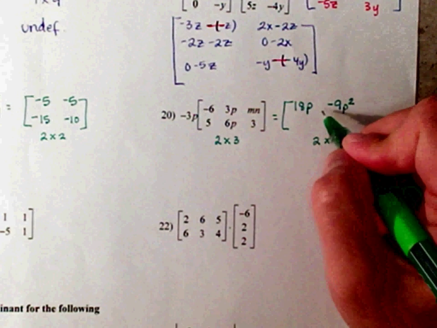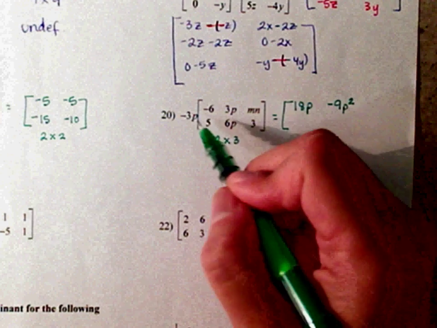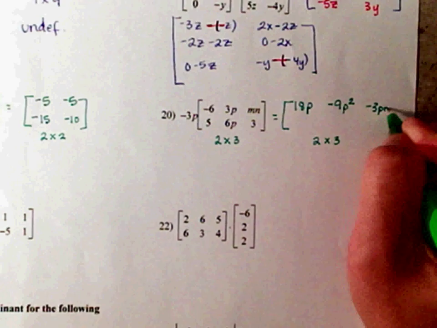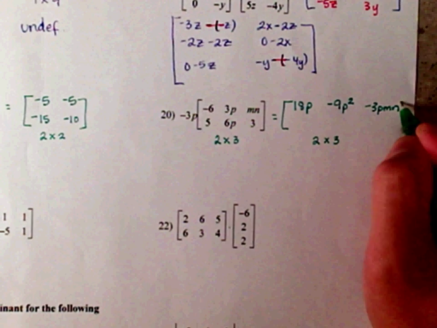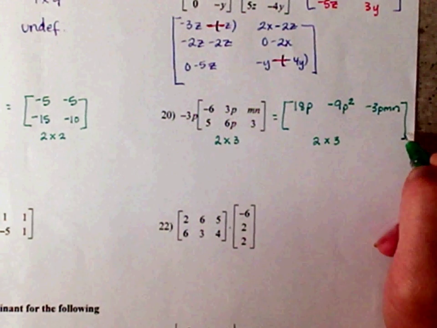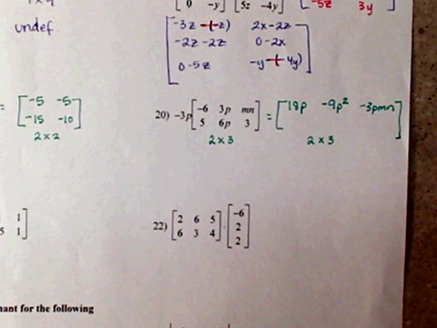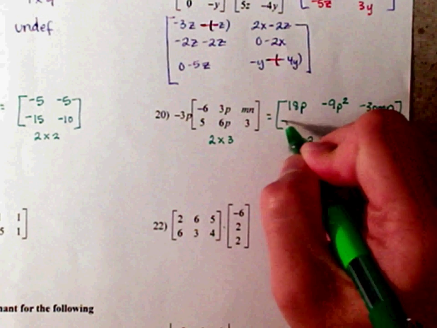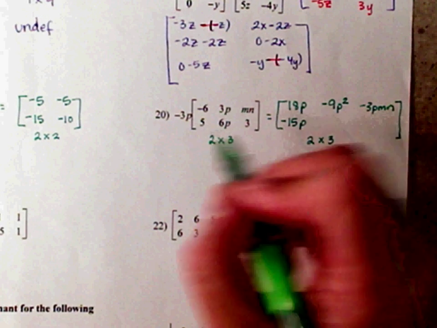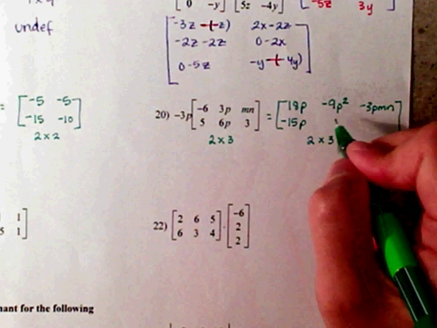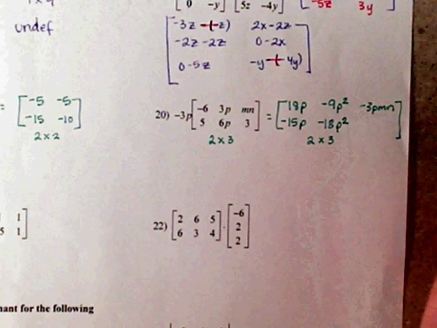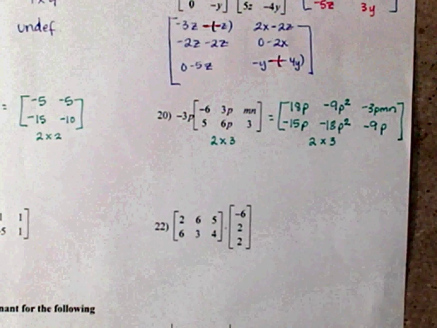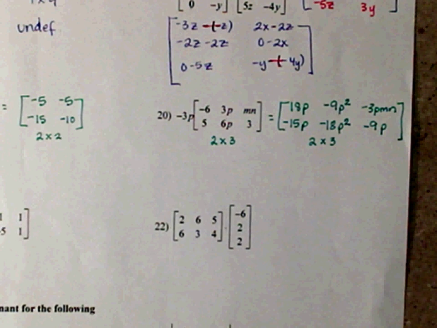Try to leave a little space between each entry, okay? Negative 3p times m and n is negative 3pmn, just like that. Notice I never really close this until I get to the end, so I can always have an idea and not have to squinch a bunch of it together, okay? Negative 3p times 5 is negative 15p. Negative 3p times 6p is negative 18p squared. Negative 3p times 3 is negative 9p. Okay? And you have simplified. Notice it's a 2 by 3.